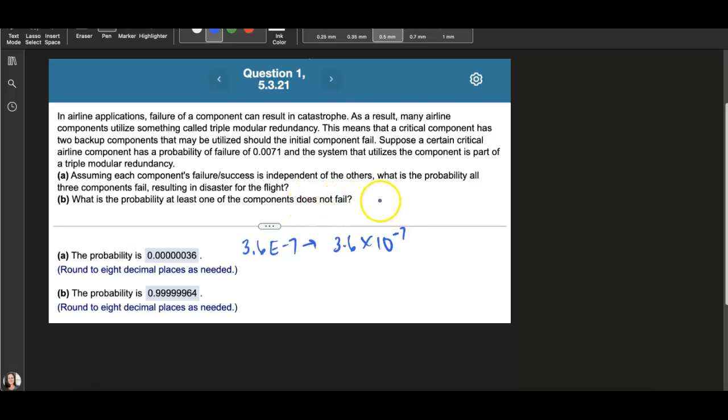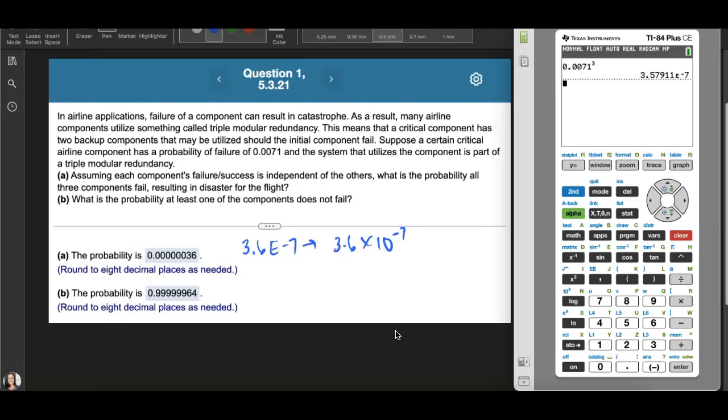And then for the next part, it asks, what is the probability at least one of the components does not fail? So in this case, I'm going to use the at least formula, I think is what our text calls it, where we do 1 minus the probability that all of them fail, which actually we just calculated earlier. So I could do 1 minus the previous answer, for instance, right here in my calculator, and you can see it calculates it as such, and I could just round to 8 decimal places as needed.